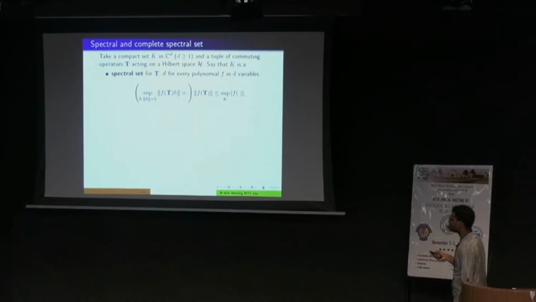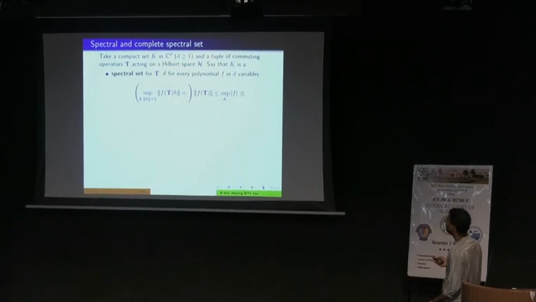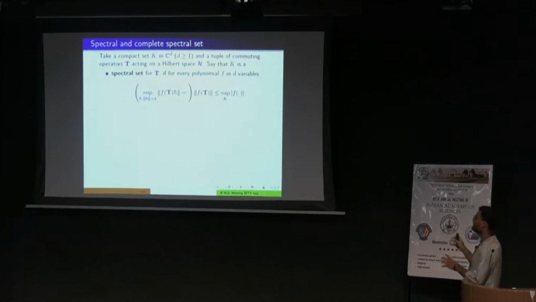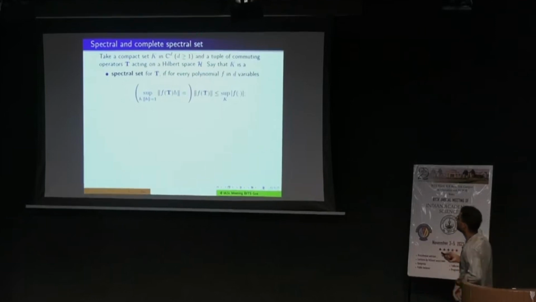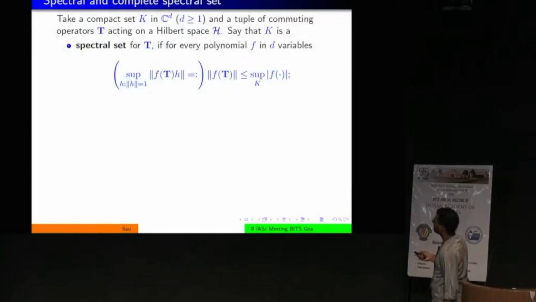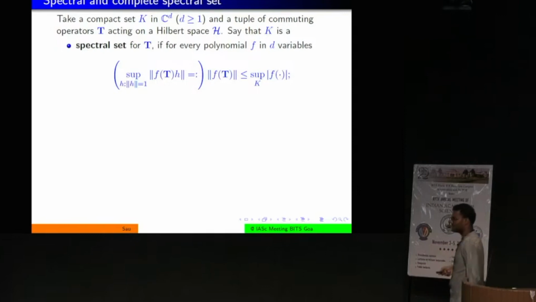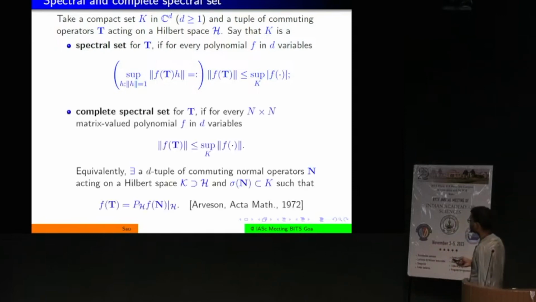You say that K is a spectral set for T if for every polynomial f in d variables, if d is equal to 1, it's a single variable polynomial, the norm of f(T), so you plug in T in place of z, and you look at the operator norm, that means the supremum of the norm of f(T)h, where h runs over the sphere, should be less than or equal to the supremum of |f| over K, the compact set. If that happens for every polynomial, then you say that it's a spectral set for T.